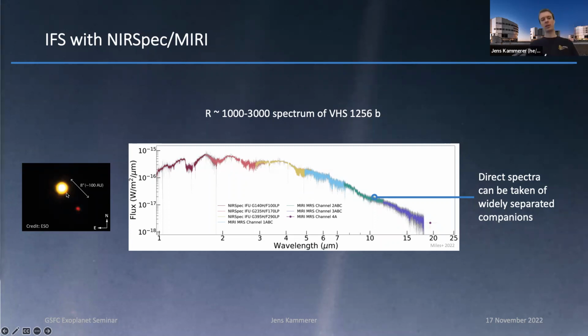So we were able to get this beautiful spectrum all the way from 1 to almost 20 microns of this low mass brown dwarf at a really high signal to noise ratio, basically outshining everything that has been done before from the ground.